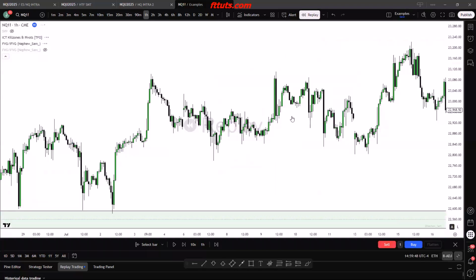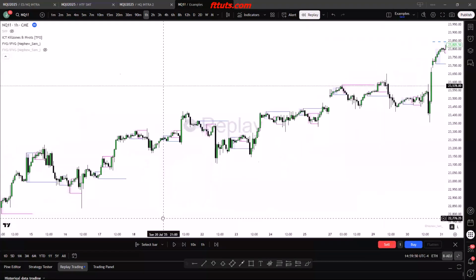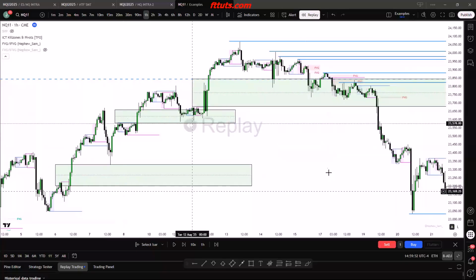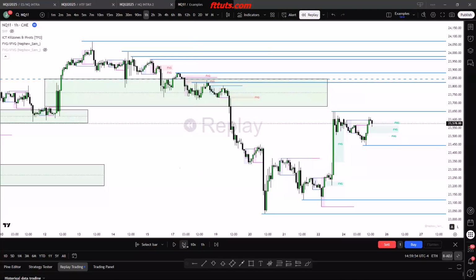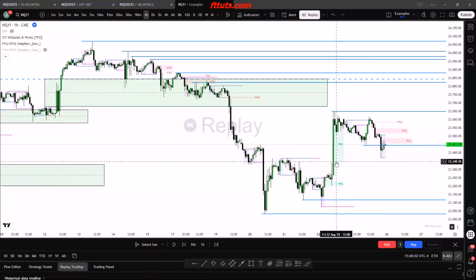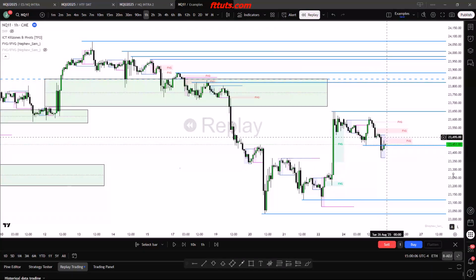So here it's a conflicting bias. What do we do with a conflicting bias? We don't do anything. We just wait. Price breaks lower. What's it going to do? Is it going to displace lower? It's also filling these fair value gaps. But since this is almost filled, are we going to go internal to external?